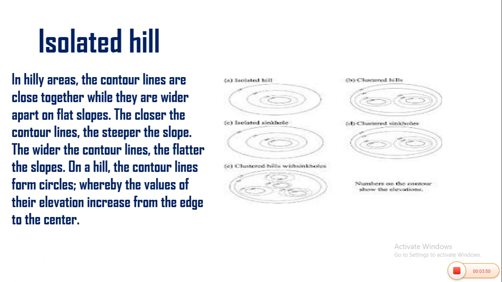Now, on a hill, the contour lines form circles whereby the values of their elevation increase from the edge to the center. This is an isolated hill. It's a standalone hill. That's why it's called an isolated hill. Now, look at a clustered hill. This is a hill. This is another hill beside it. So it's not standing alone. That's what differentiates an isolated hill from a clustered hill. This one is alone on its own. There's no hill beside it. But here we have another hill beside it.